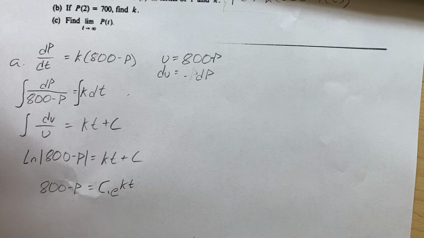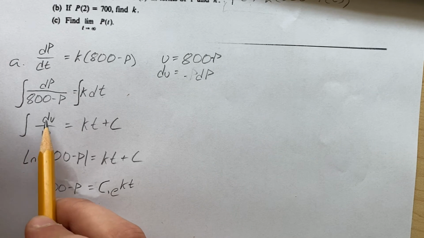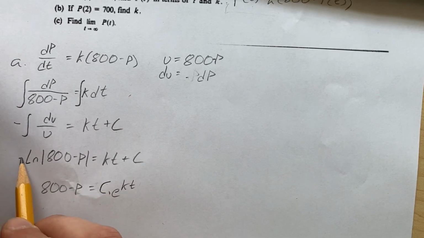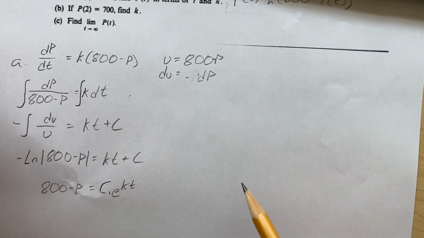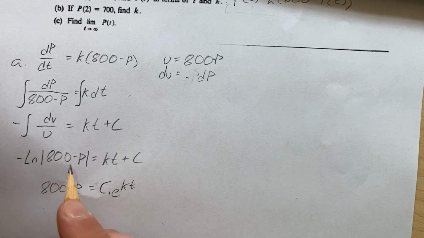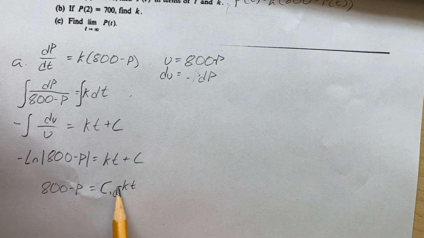All right, brief pause there because I realized I had a mistake. Hopefully you picked up on it before I did. I never factored in this negative sign up here, because it wouldn't be du over u, it would be negative du over u, and this would be negative natural log of 800 minus p. Then we could have just multiplied everything by negative 1 on this side, and that would have ended up just having negative kt over here. So everything is kind of the same, not too much has changed, just make sure you have that negative sign there. My mistake.